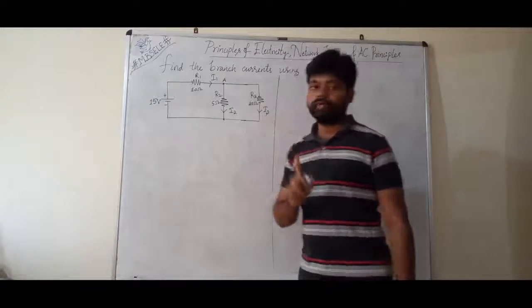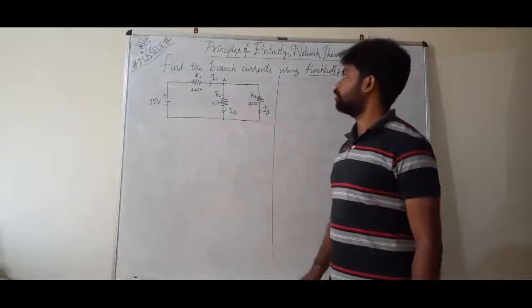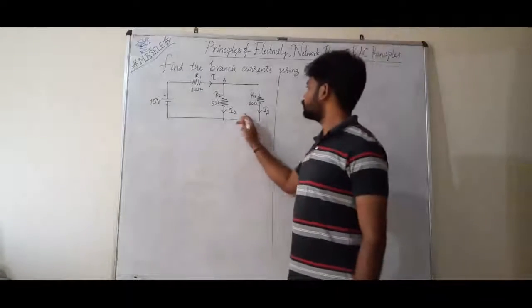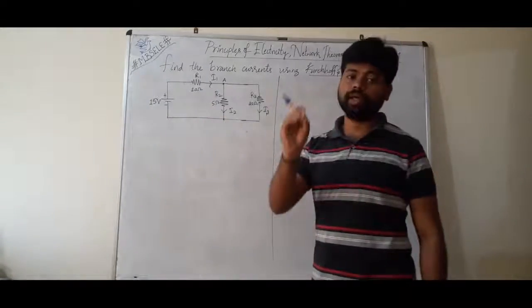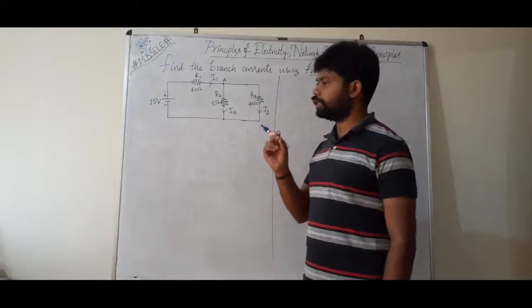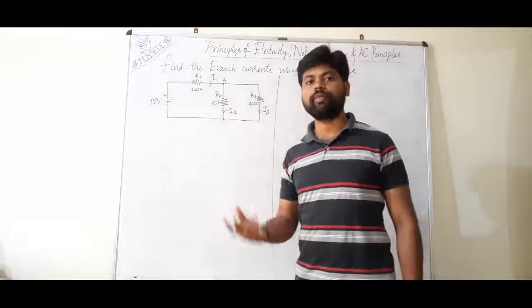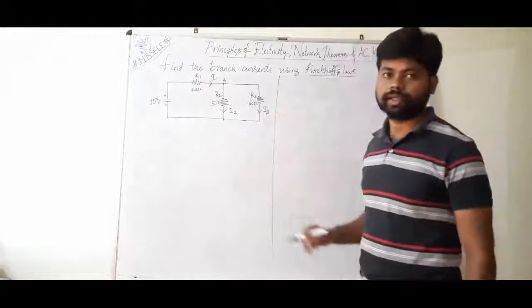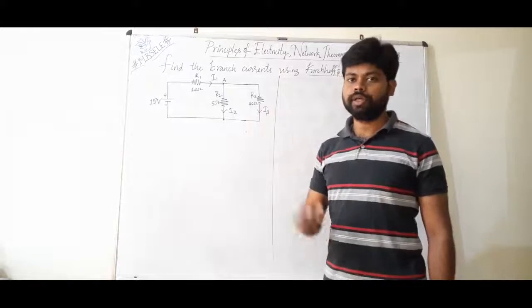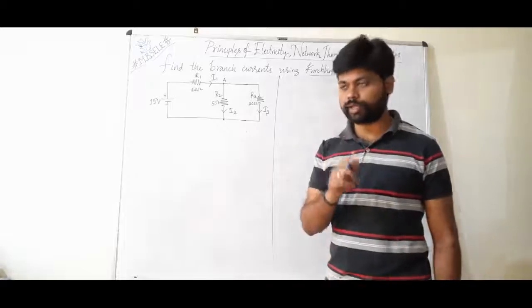Remember that KVL and KCL related problems, or branch current problems, will be provided with the directions of the current. If they have not mentioned the directions, we have to go for some other method, not KVL and KCL. So you should not assume the current directions. Current directions must be given in the problem. That is very important.